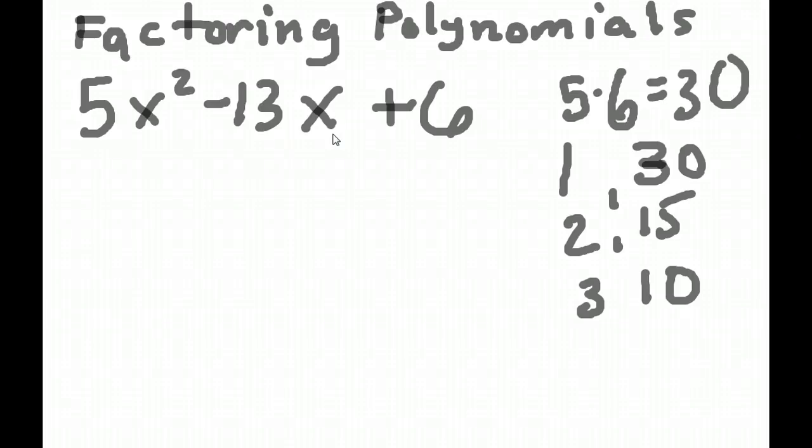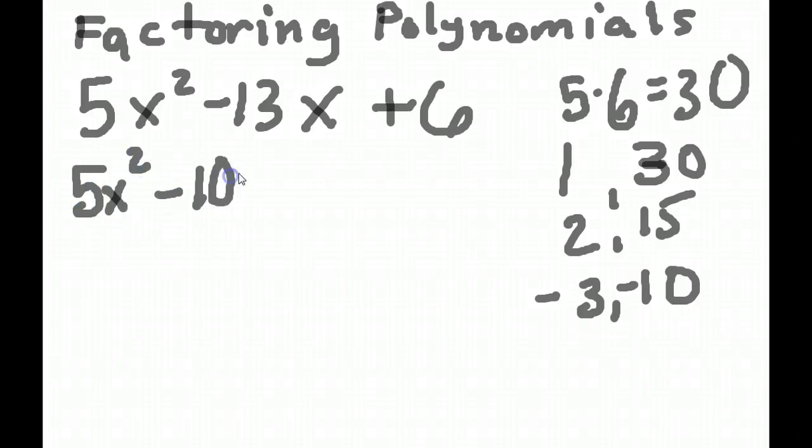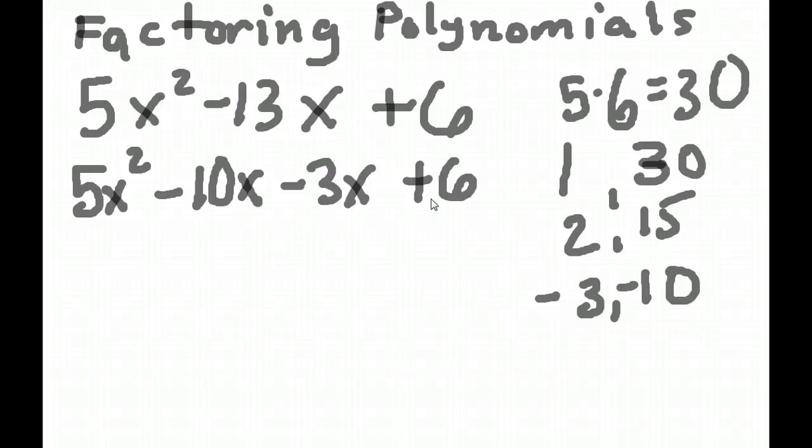So now we need to look at our signs. We have a plus 6 and a minus 13, so a minus 13. So those need to be negative because negative 3 plus negative 10 is negative 13. So then we rewrite our polynomial like this. So 5x squared minus 10x minus 3x plus 6. And we do this because we can now group different parts of our polynomial and start factoring things out, trying to get a like term. So what does that look like?